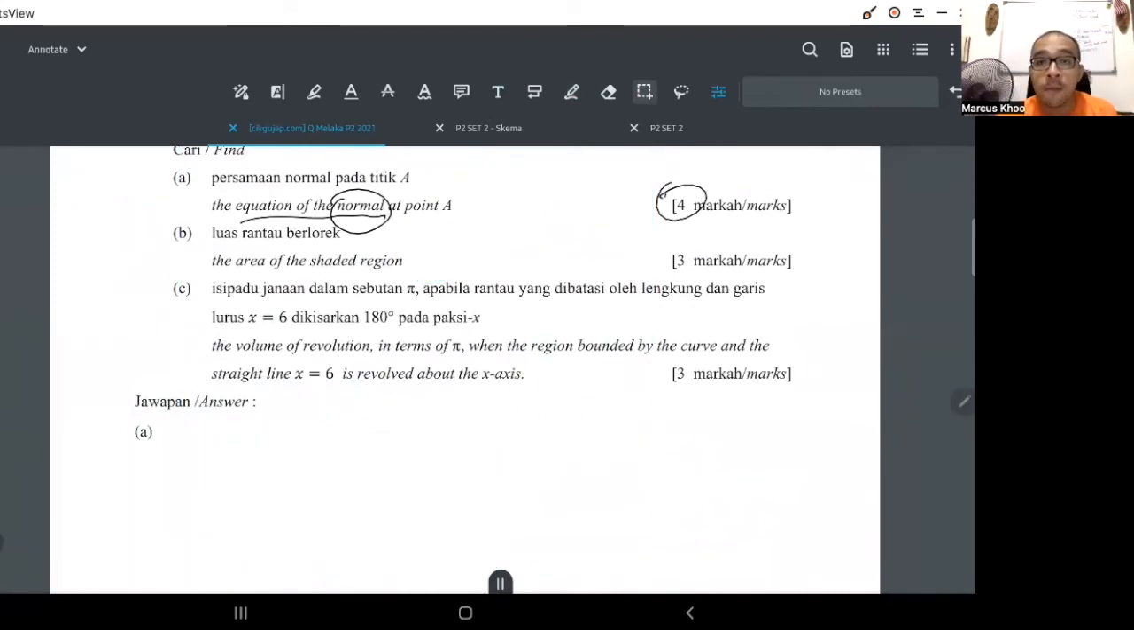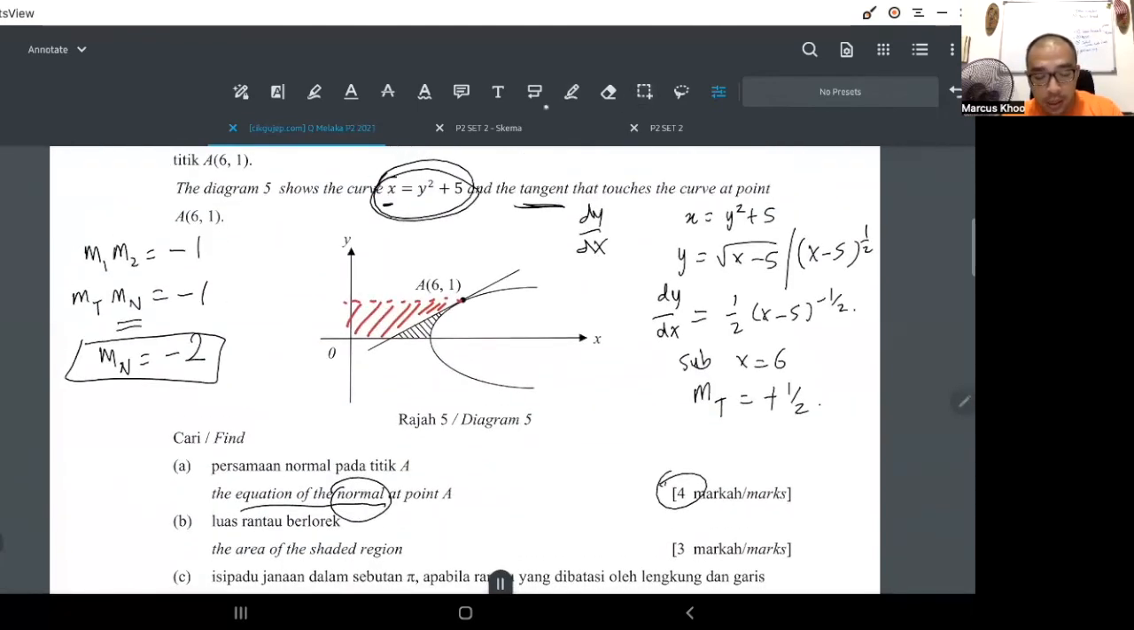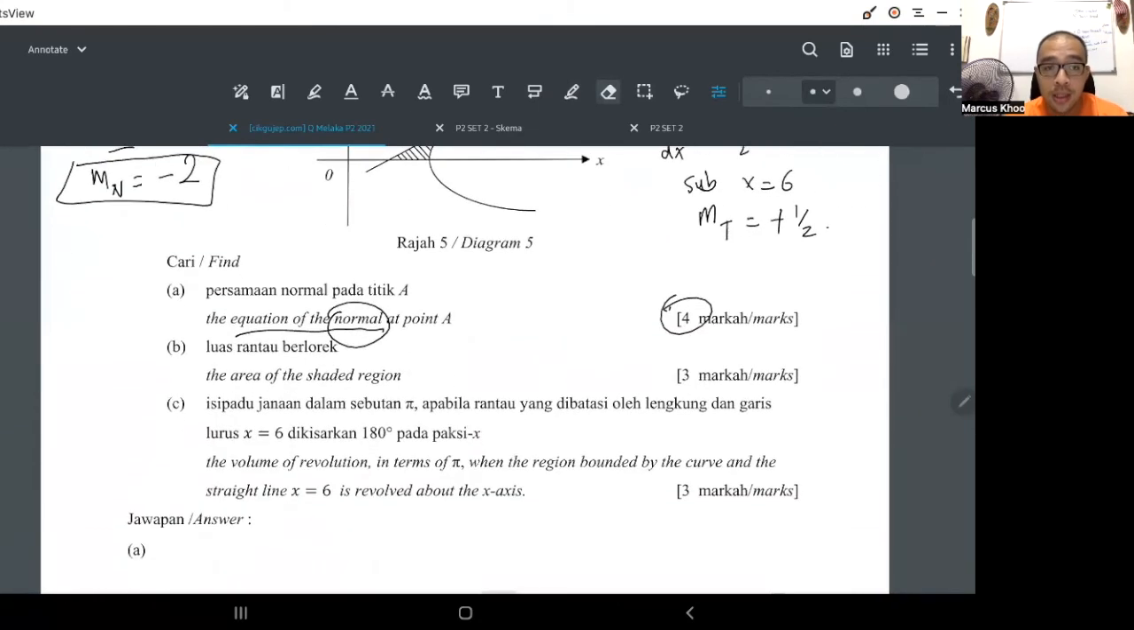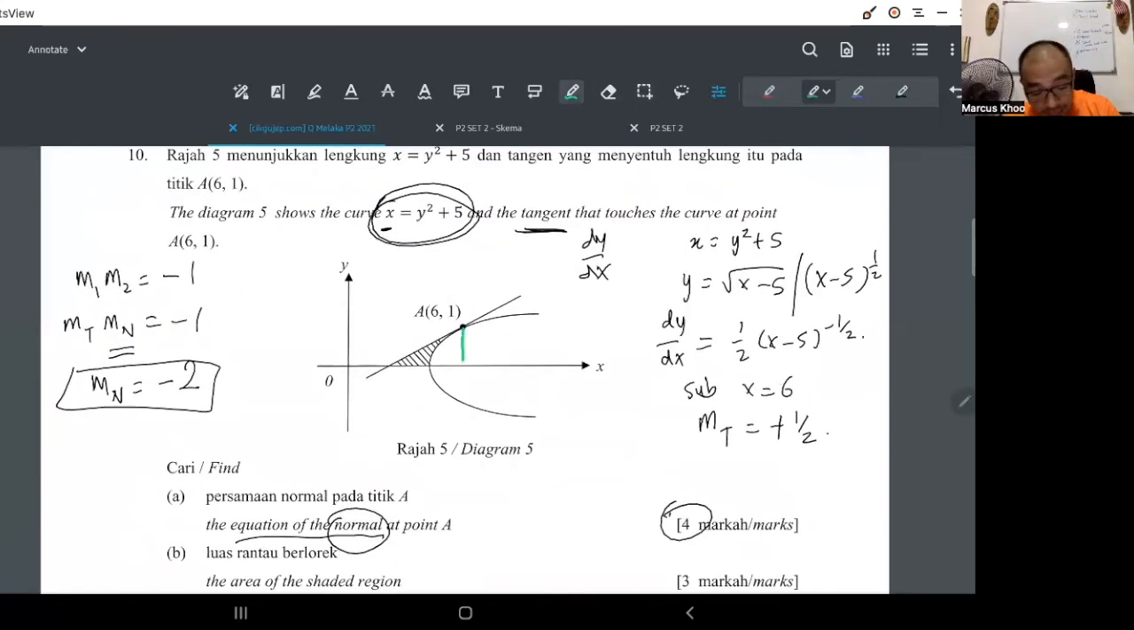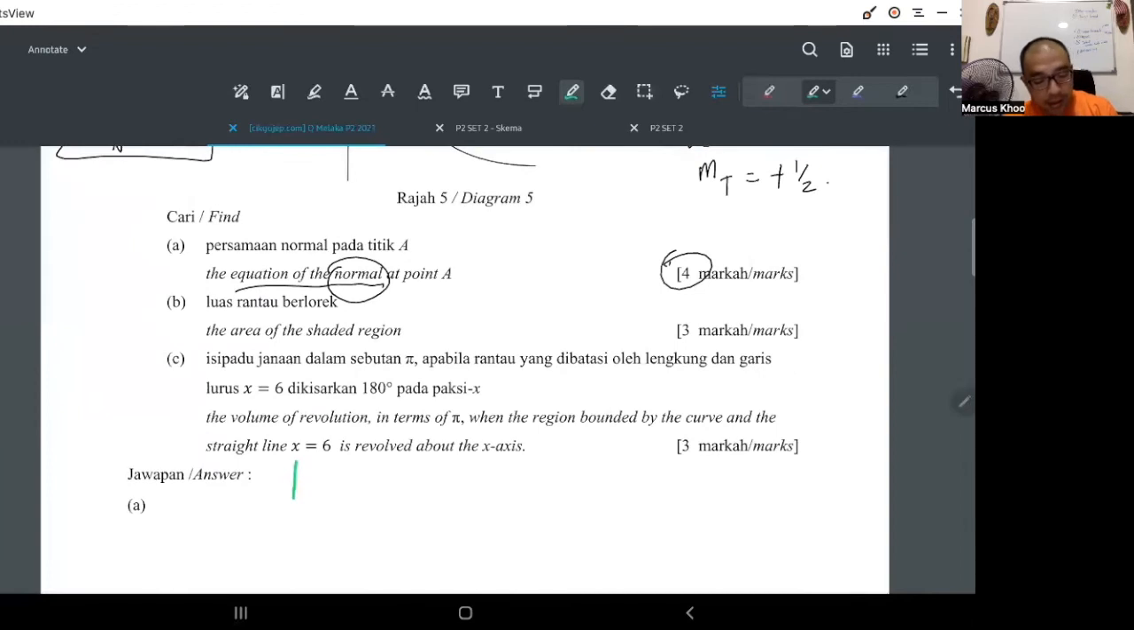Now, volume. One thing that I seem to have noticed, especially in recent years, is that the volume question sometimes will be different. It doesn't use the shaded region, you know. Sometimes we think that when we see the shaded region, they want us to kisarkan the shaded region, but actually no. If you read the question, it says the volume of revolution when the region bounded by the curve and the straight line x equals to 6. X equals to 6 is a vertical line, di mana x equals to 6 is here.